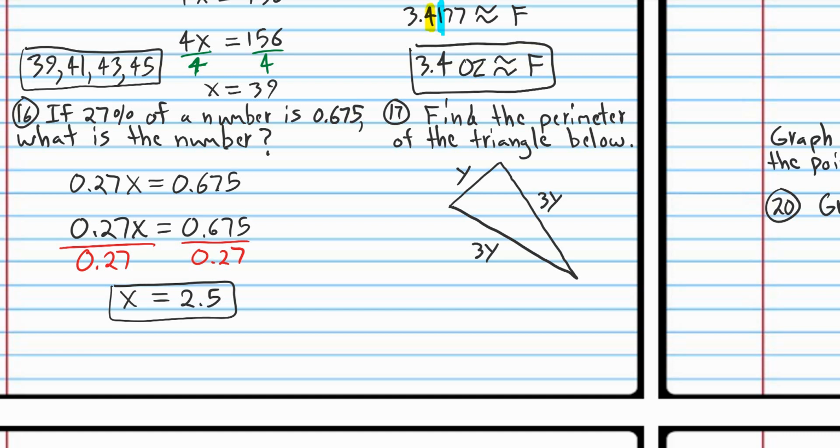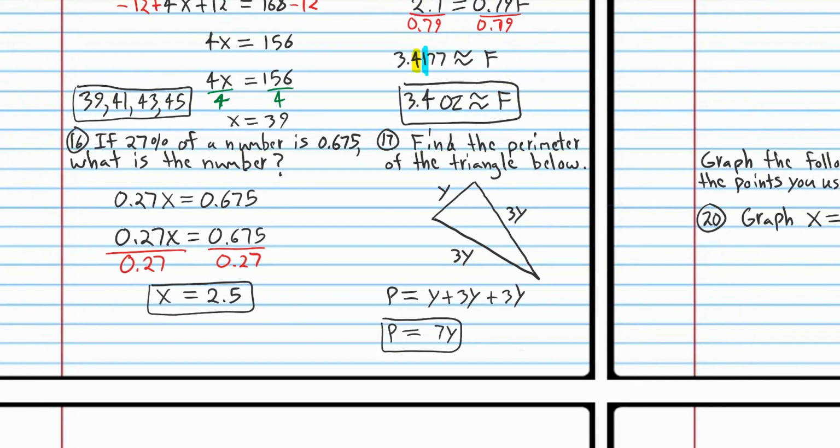All right, so perimeter is equal to the sum of all the sides of the triangle. And add those up and you get 7y. So perimeter is equal to 7y. So that was an easy one.